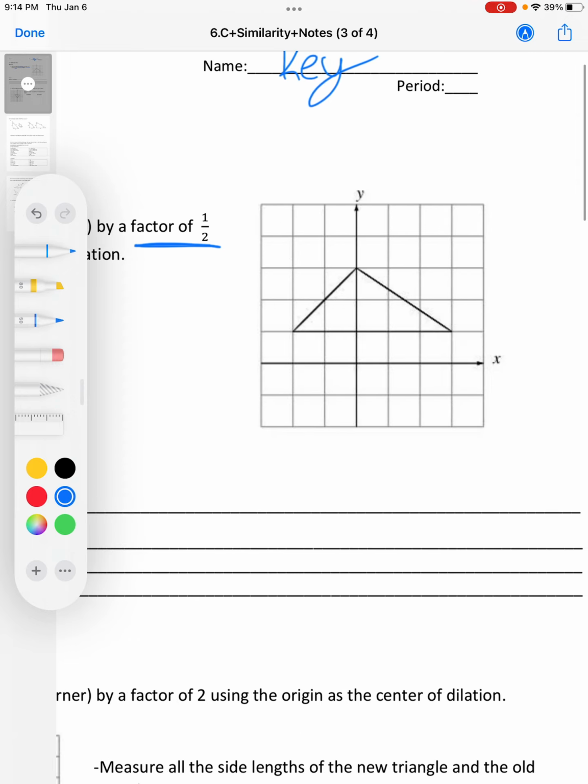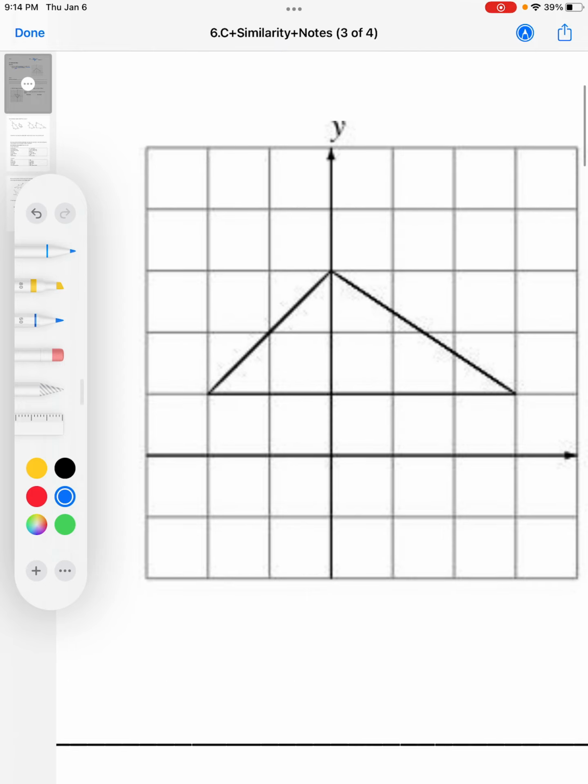So if we look here, we have our triangle. We have a point here on this corner. It just said to use the corners. And my center of dilation is the origin. Where's the origin again? Right here, where the x and the y meet. Okay, it's the x-axis. So I am dilating by 1/2. So that means all my distances are changing by 1/2. So let's start over here.